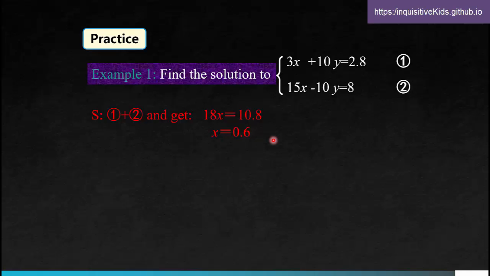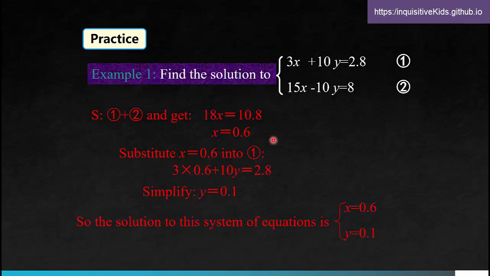So the solution is we can add both equation 1 and 2. So therefore x is equal to 0.6. Substitute that into equation 1. We get y is equal to 0.1. Therefore the solution is x is equal to 0.6, y is equal to 0.1.